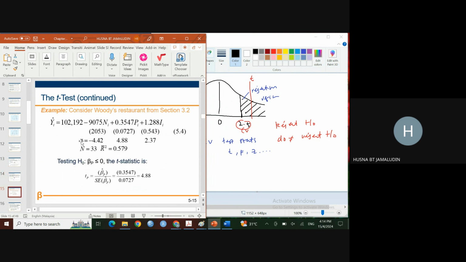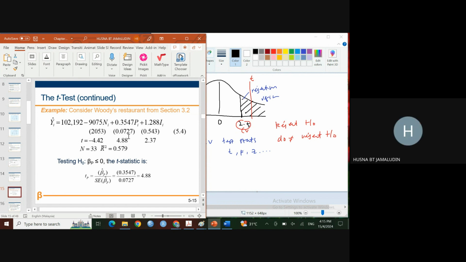Okay. Let's look at the example. Do you still remember the case of Woody's restaurant from chapter 3? I think I have changed the Woody's restaurant into Mama restaurant because it is a 24 hours restaurant. You still remember? No? I still remember. After that, because you are eating too much kuih raya and lemang and ketupat, now you forgot. Okay. Luckily, you still remember.